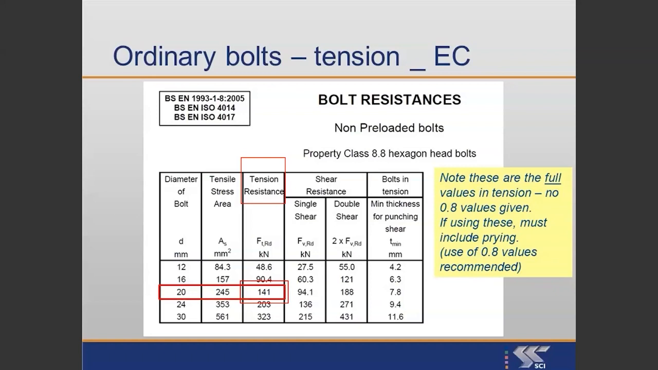So I really wish, ladies and gentlemen, when we had published the Blue Book, we had introduced an additional column. The additional column would have been the nominal tension resistance, and it would have been 80% of the values that you see on your screen there, just as a reminder to designers that there are two methods. And don't just blindly use the full resistance here. Certainly don't use the full resistance and neglect prying. If you use the full resistance, you must include prying. So you might want to make a very important note on this particular slide.